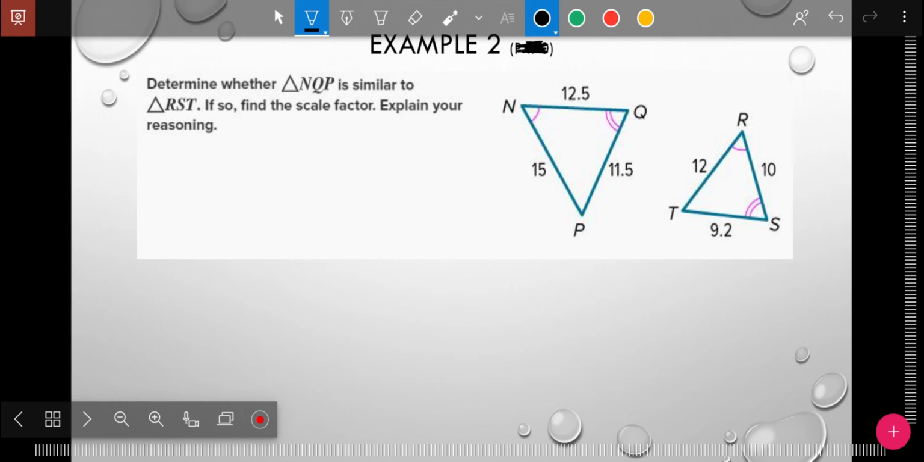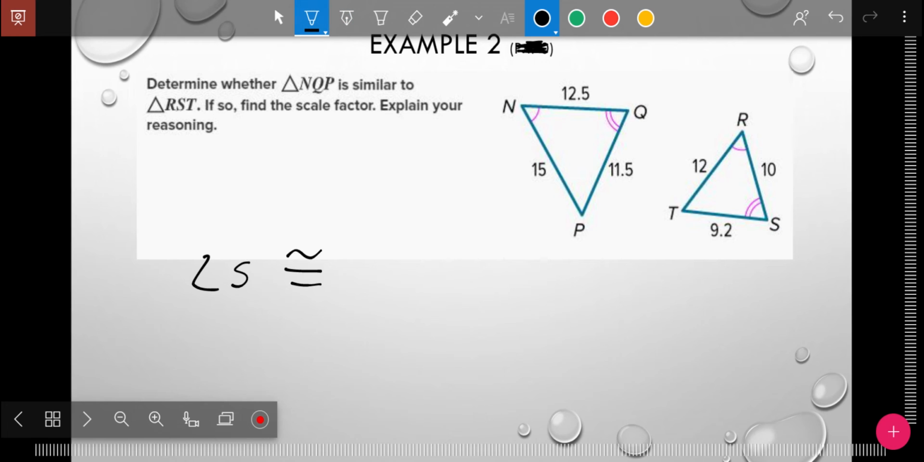Now we're going to determine whether they're similar. If they're similar, remember, there has to be two things. Angles have to be congruent, sides have to be proportional. And so I see here, angle N is congruent to angle R, Q is congruent to S. Those little marks mean congruent. And I have third angle theorem says P is congruent to T. If two angles are congruent to two angles, the third angles are automatically congruent. And so the angles are congruent. It's already true. Angles are congruent.